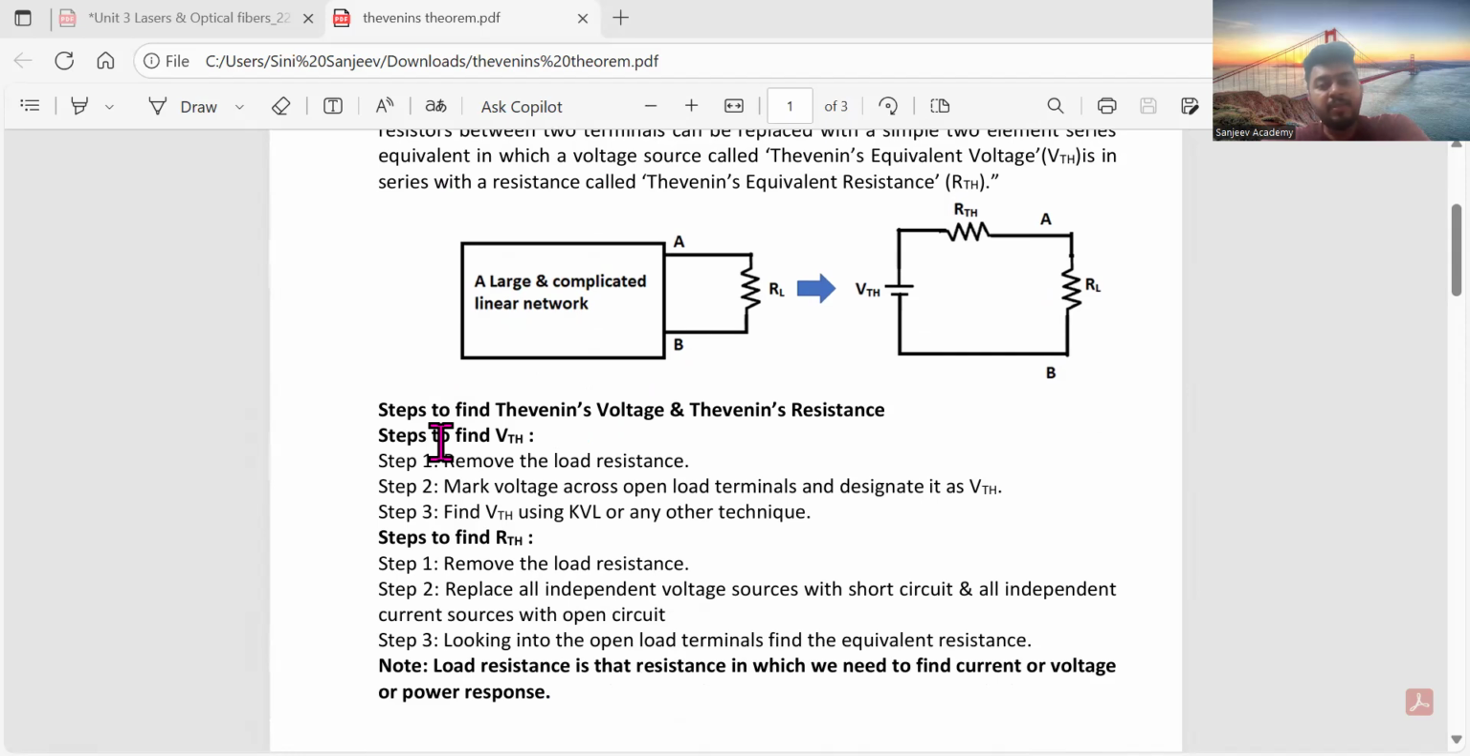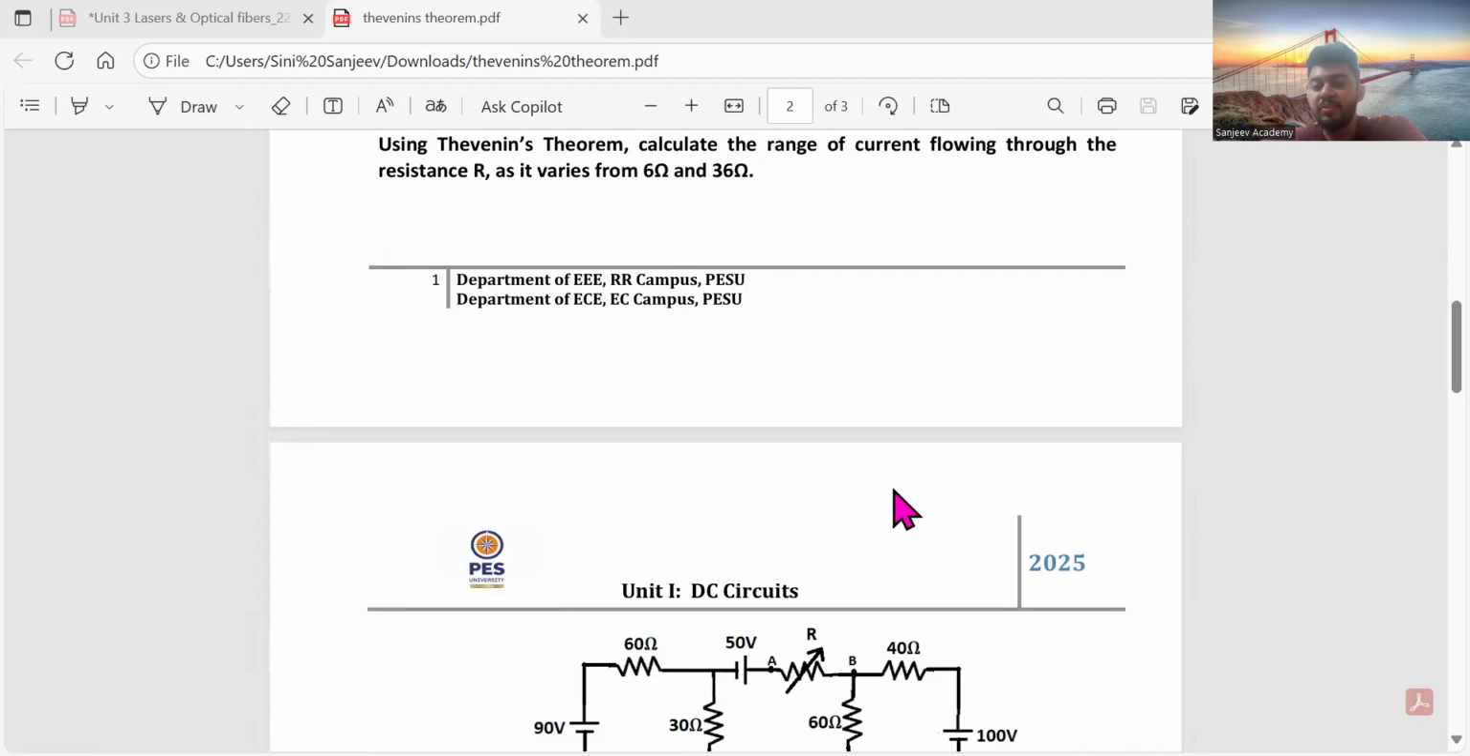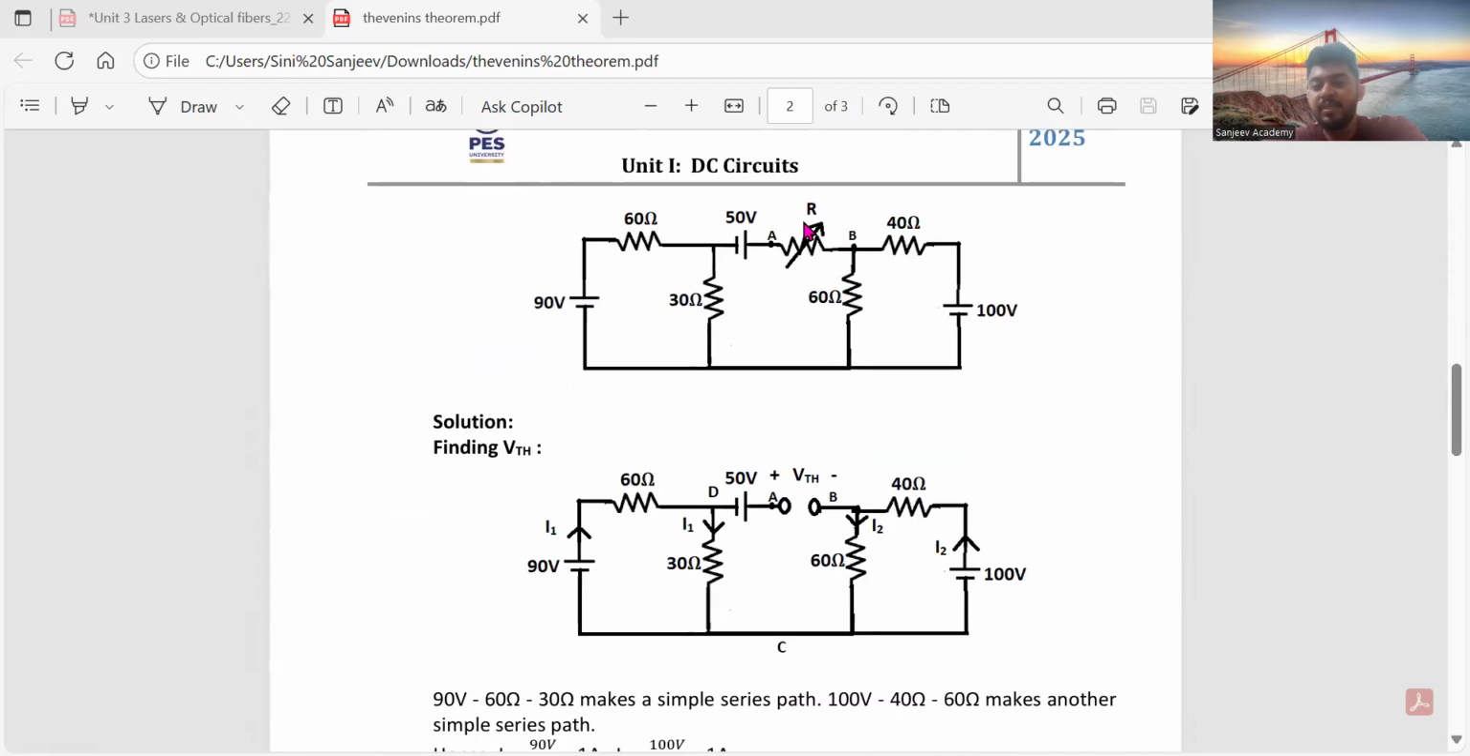Now coming to Thevenin's voltage and Thevenin's resistance. First thing is we have to remove what? The load resistance to find the VTH, the Thevenin's voltage. We have to remove the load resistance and mark the voltage across the open load terminals and designate it as VTH. In the sense, if I show you this diagram, this is my load resistance. This I will open, and that's called my VTH.